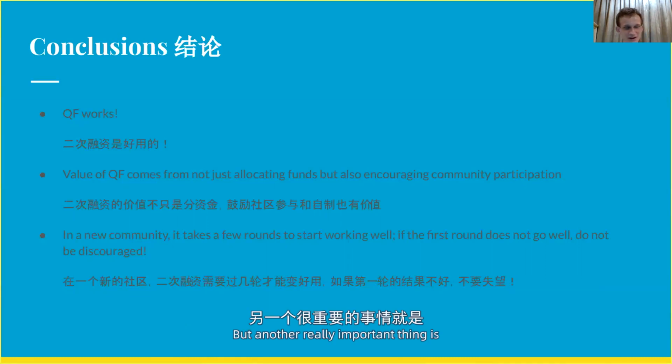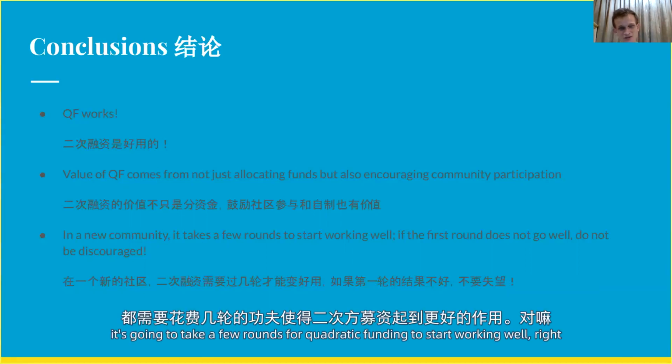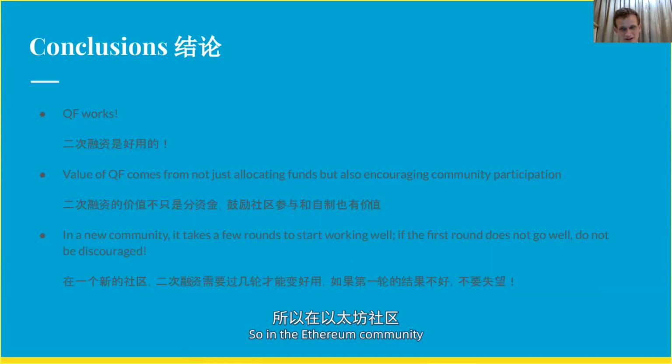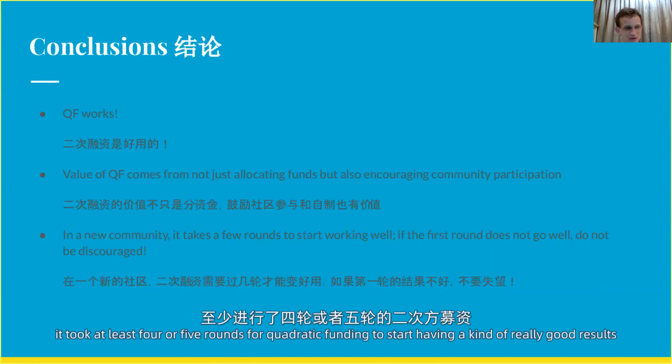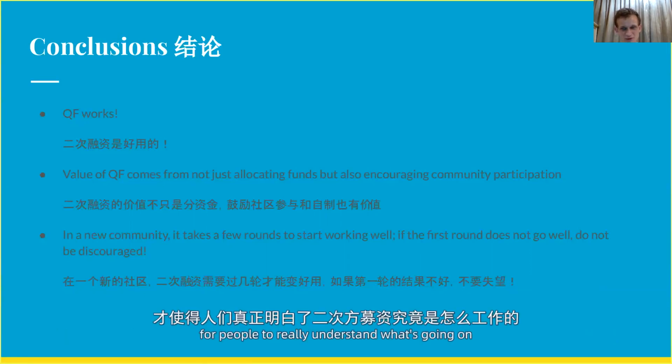But another really important thing is that in any new community, it's going to take a few rounds for quadratic funding to start working well. In the Ethereum community, it took at least, I think, 4 or 5 rounds for quadratic funding to start having really good results and for people to really understand what's going on.